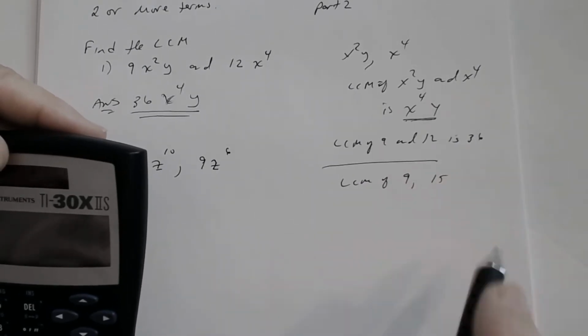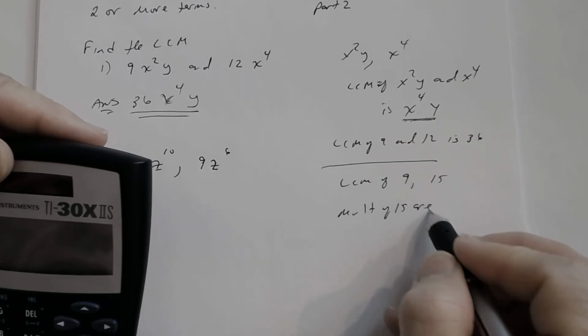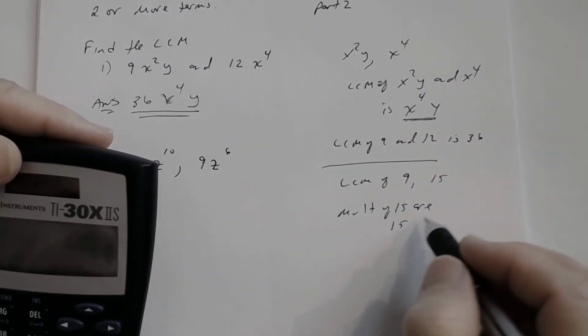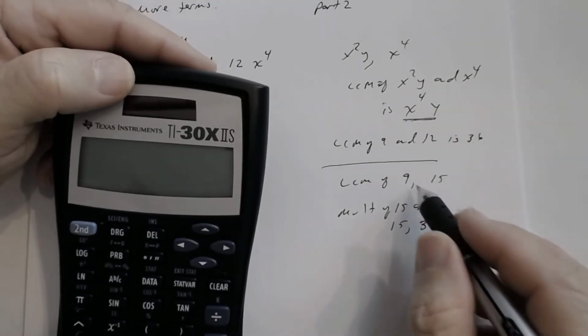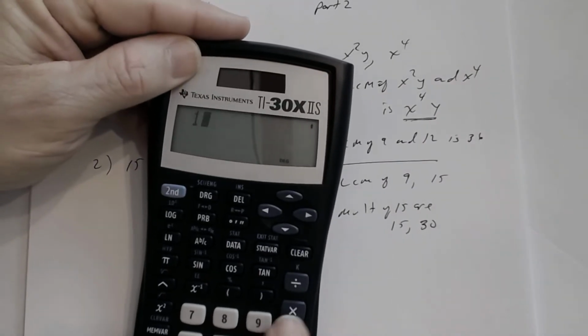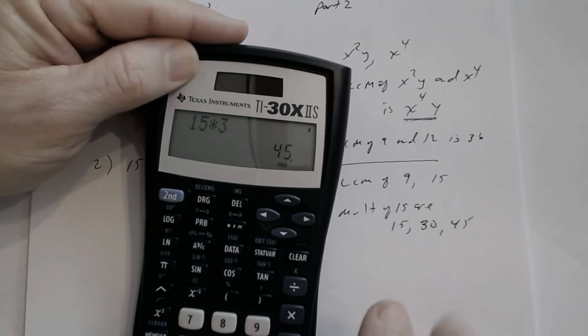So let's talk about the multiples of 15. 15 times 1 is 15. Does 9 go into 15 evenly? No. The next multiple of 15 is 15 times 2, which is 30. Does 9 go into 30 evenly? No. The next multiple, use your calculator if you need to, 15 times 3 is 45. Does 9 go into 45 evenly?